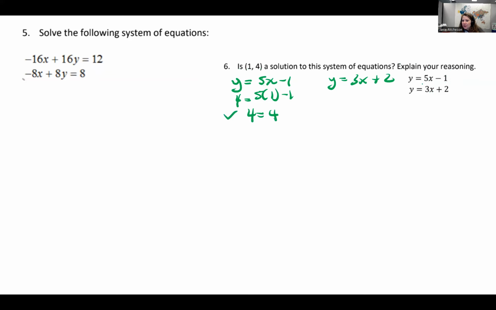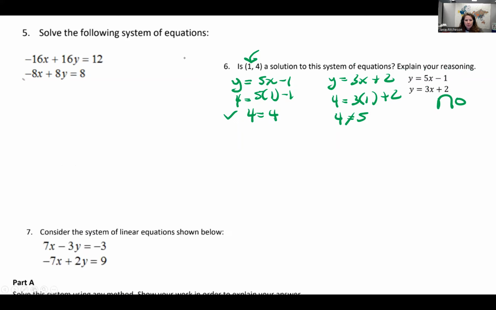And then over here for 3x plus 2, is the y value 4 equal to 3 times 1 plus 2? Well, 3 times 1 is 3, plus 2 is 5. That's not true. So the answer is no. To explain my reasoning, I would say because this solution does not make both equations true. That's what I would type on a test if it asked me to explain my reasoning. The solution (1, 4) does not make the second equation true.